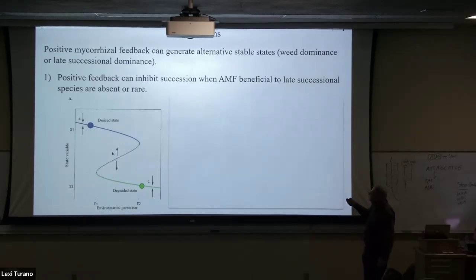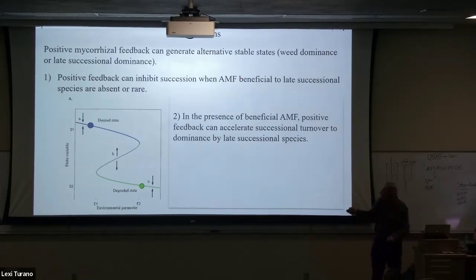So positive feedback can inhibit succession when the beneficial mycorrhizal fungi are rare or absent. If we don't have beneficial mycorrhizal fungi in the system, we could get stuck down here. But if we do have beneficial fungi, then the same dynamic can accelerate movement up to this state.